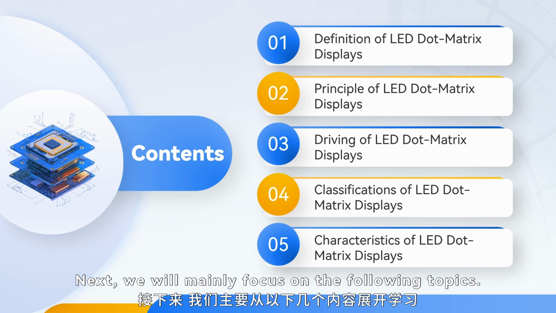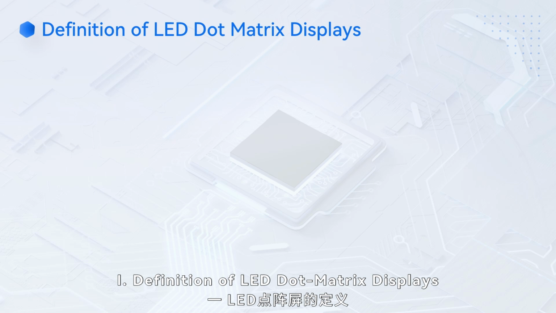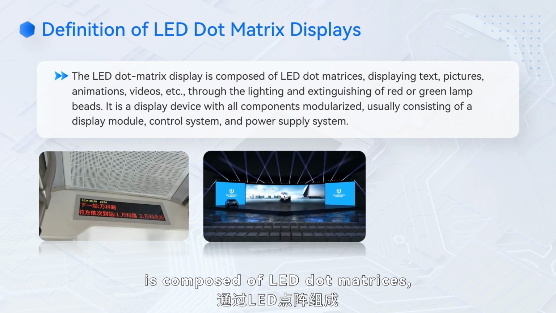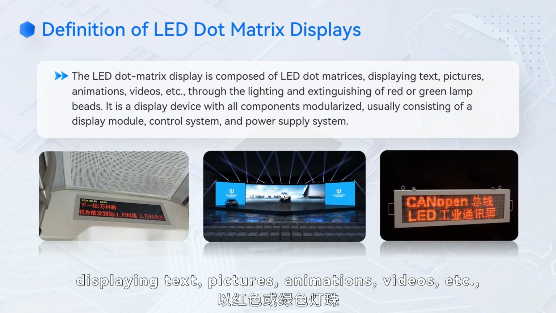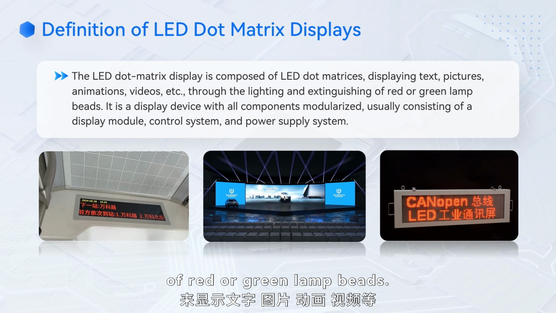Next, we will mainly focus on the following topics. 1. Definition of LED dot matrix displays. The LED dot matrix display is composed of LED dot matrices, displaying text, pictures, animations, videos, etc., through the lighting and extinguishing of red or green lamp beads.